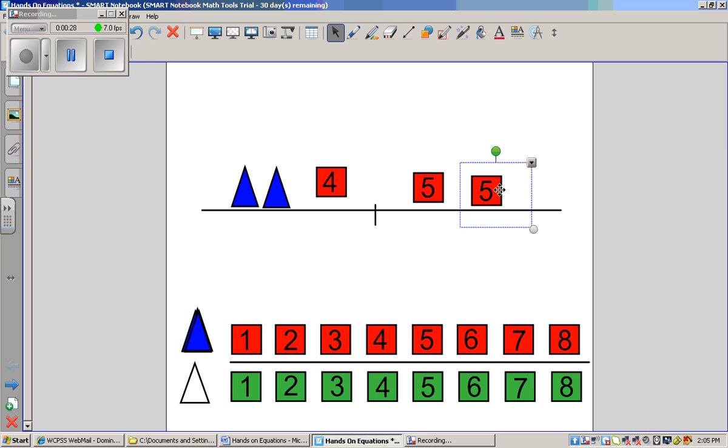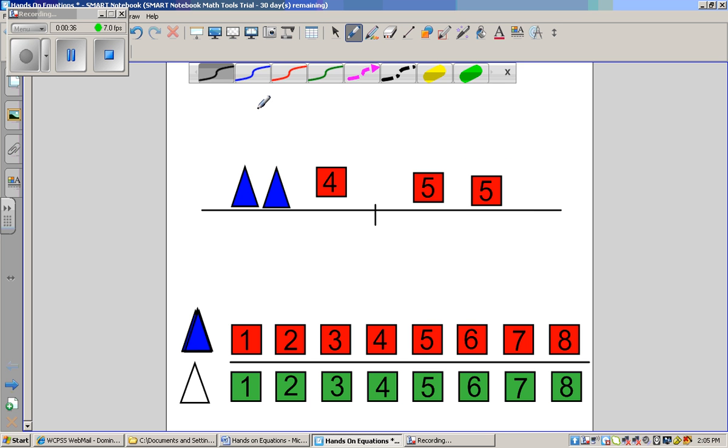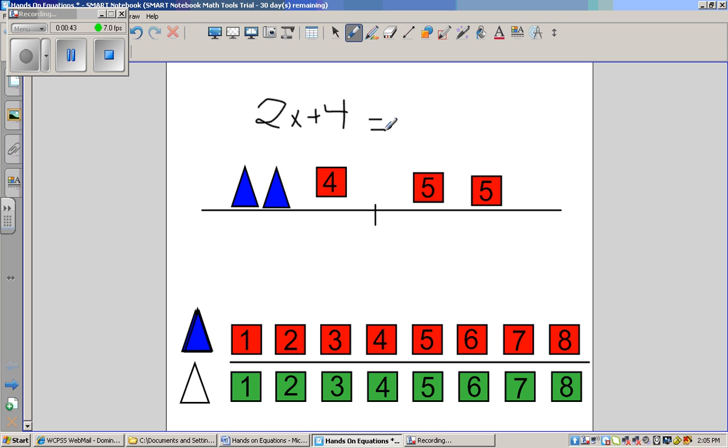What equation is this showing? If we were to write this, we would say it is 2x plus 4 equals 5 plus 5, which is 10. So that's the equation, working backwards from our model.